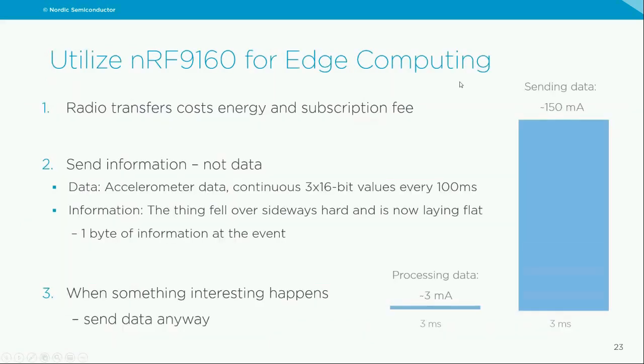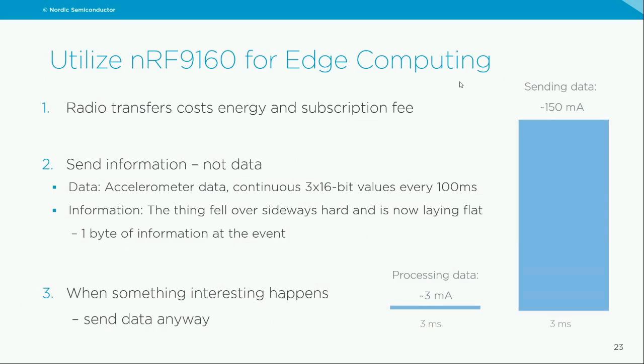So when it comes to lowering power consumption on a cellular device, there's an important thing I also want to talk to you about today, and that is how you can lower power by utilizing edge computing. When you have a device like the 9160, which has a good deal of computing power and memory available for your application, you can use that to minimize how much data you're sending to the cloud or to your servers from the 9160.